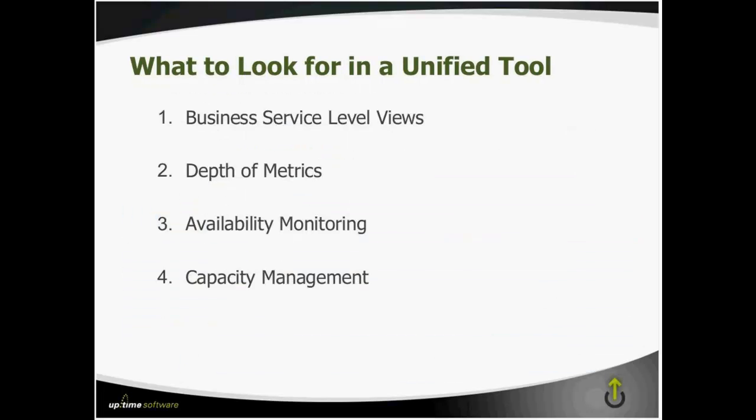So those are the big things to look for in a unified tool, besides the overall monitoring across different silos of the servers, physical, virtual, applications, networks. Also look for four specific things: business service level views, the depth of the metrics to make sure that you can replace all of your point tools with a unified tool, availability monitoring that includes correlation across technology stacks as well as the ability to self-heal, and capacity management that lets you do an apples-to-apples comparison and answer those three key questions about capacity in your environment. A good unified tool like Uptime provides answers to all of these questions.